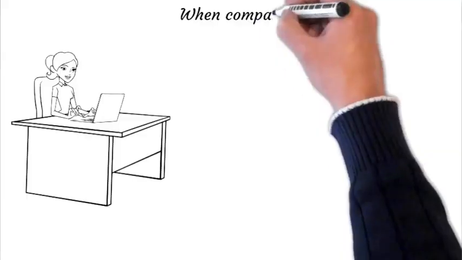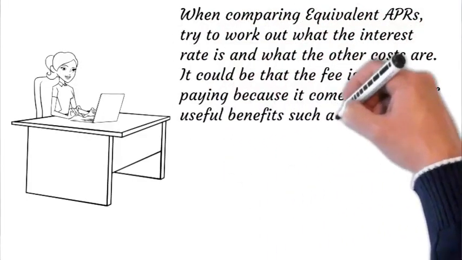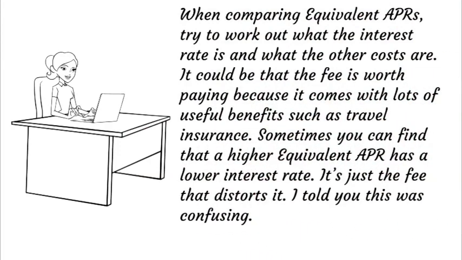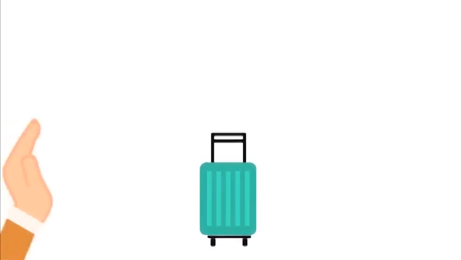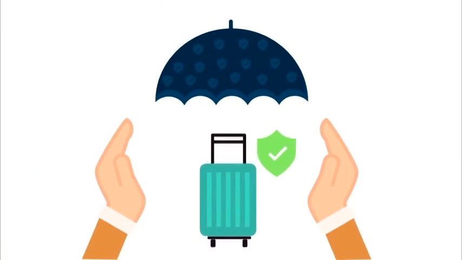When comparing equivalent APRs, try to work out what the interest rate is and what the other costs are. It could be that the fee is worth paying because it comes with lots of useful benefits, such as travel insurance. Sometimes you can find that a higher equivalent APR has a lower interest rate. It's just the fee that distorts it. I told you this was confusing.